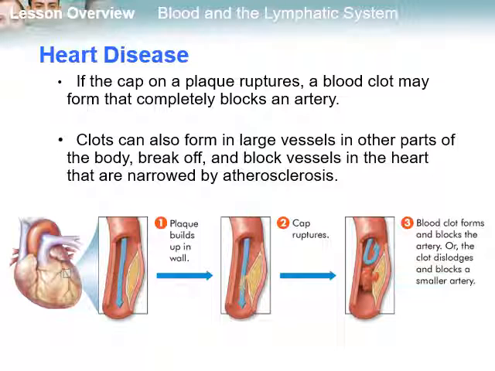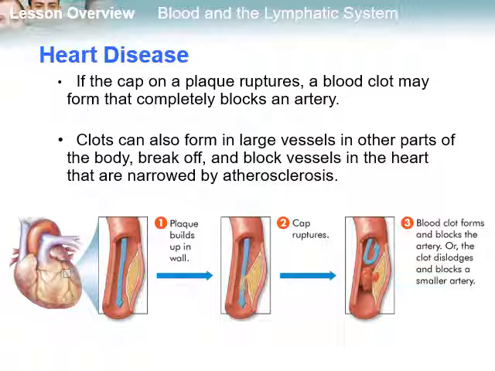If the cap on a plaque ruptures, a blood clot may form that completely blocks an artery. Clots can also form in large vessels in other parts of the body, then break off and block vessels in the heart that are narrowed by atherosclerosis.